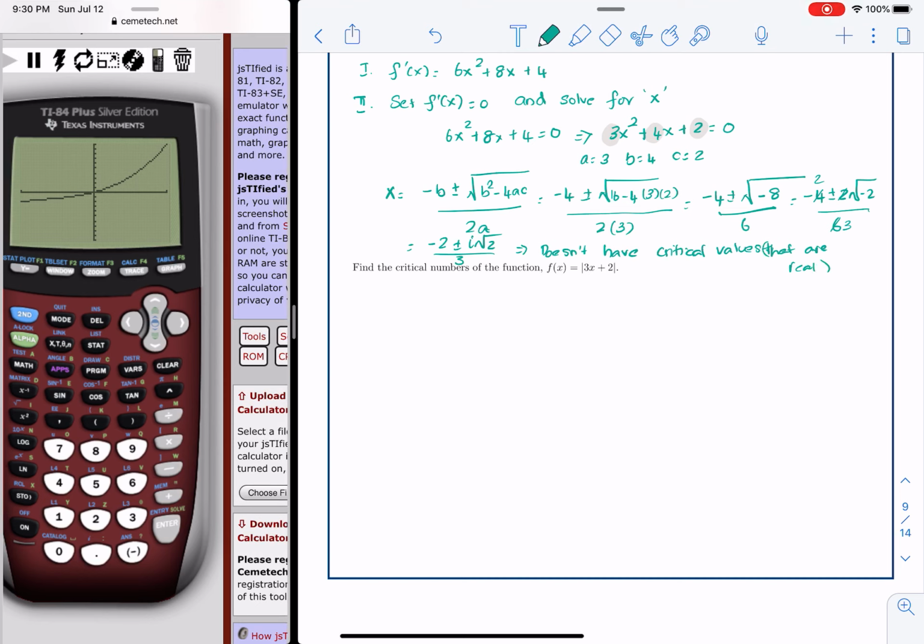Okay, now we move on to the next case. So here we have f of x is equal to the absolute value of 3x plus 2. Now this is an absolute value function, so we need to have a piecewise component here. Now, what do we know about an absolute value function? When it comes to absolute value functions, graphing is a great tool. So I'm going to graph this.